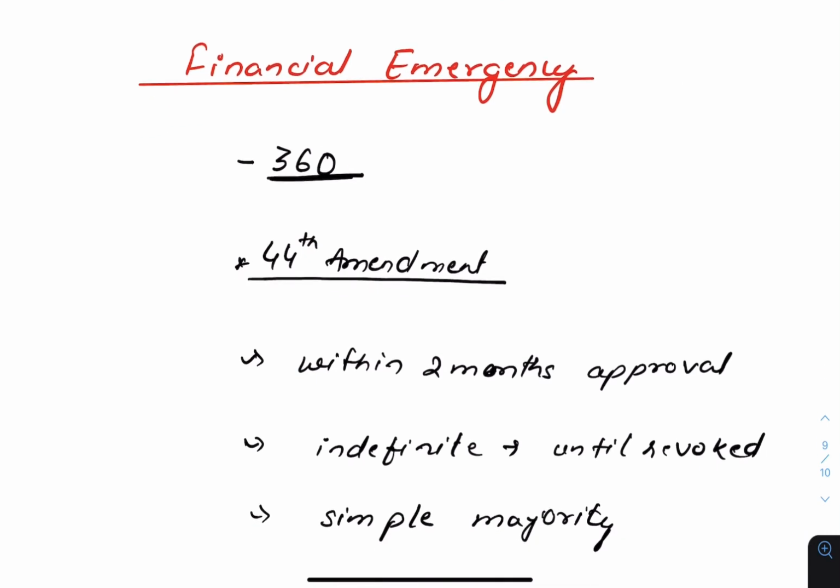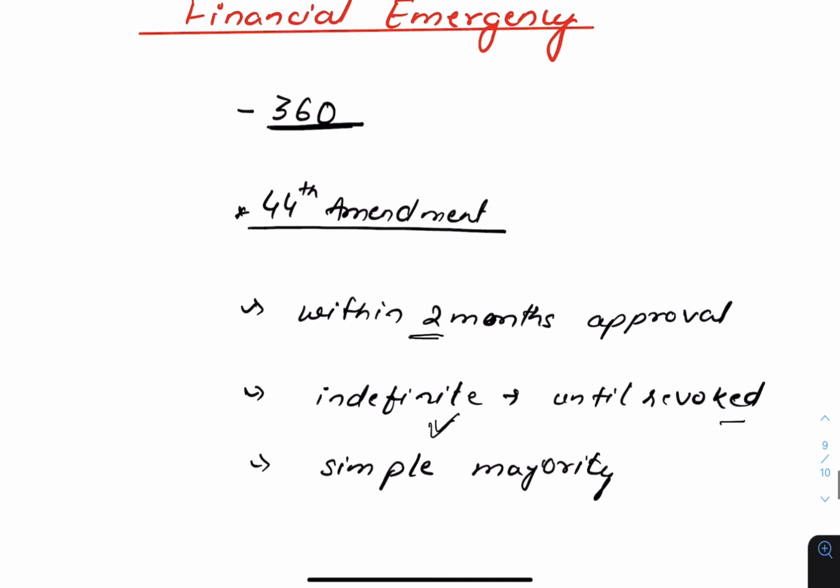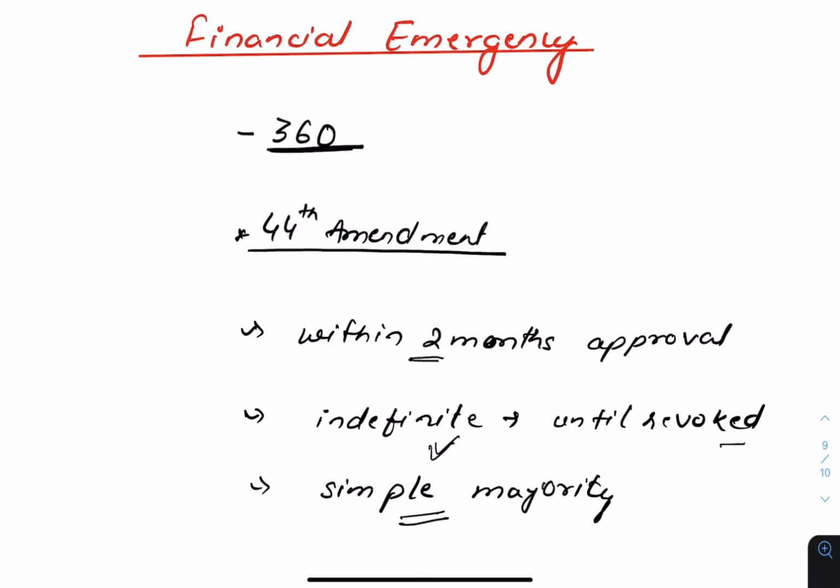Again, similar to President's rule, 2 months time is given for approval. However, it can continue for indefinite period of time until it is revoked, and the approval requires only simple majority. And President can revoke it anytime he likes. And one important thing in financial emergency is that no periodic approval is required for its continuation.